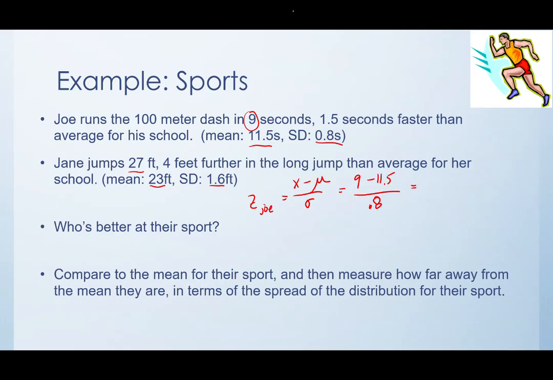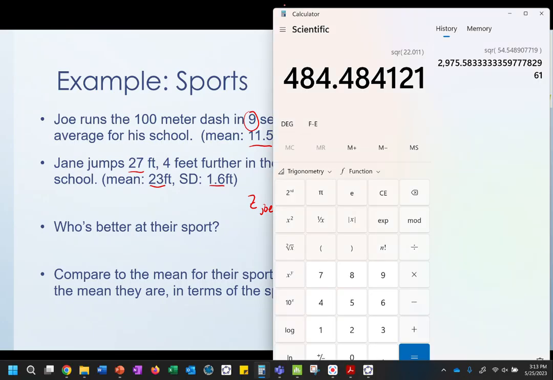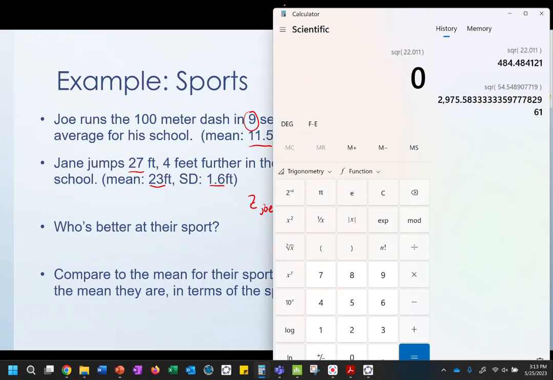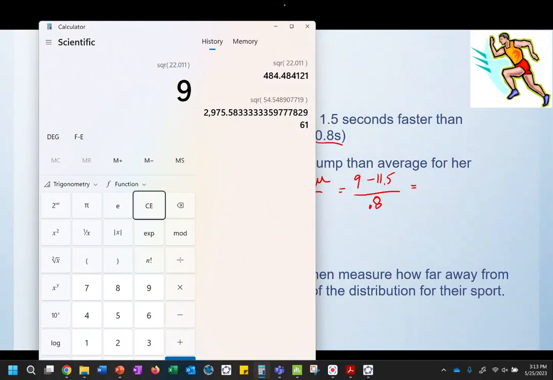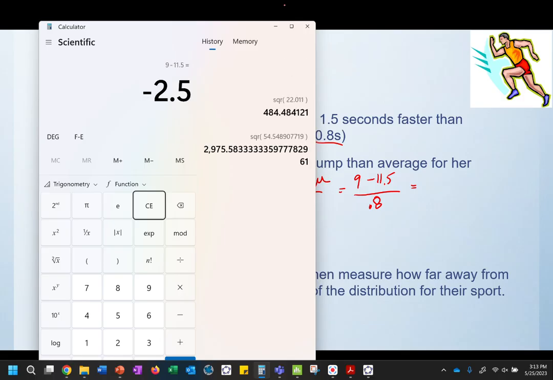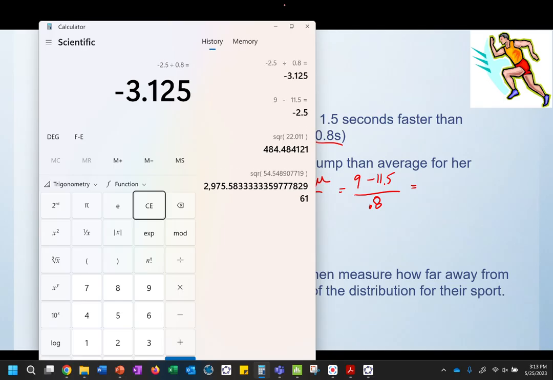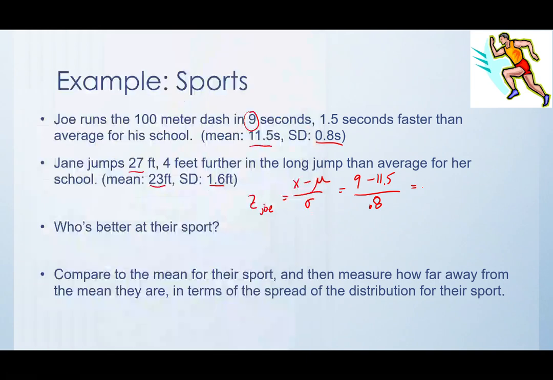And if I do that on my calculator over here, there we go. All right, so we had 9 minus 11.5. Now make sure that you've done that subtraction before we divide by 0.8, okay? I see a lot of people get that mixed up. So negative 3.125. So he is just over 3 standard deviations below the mean.